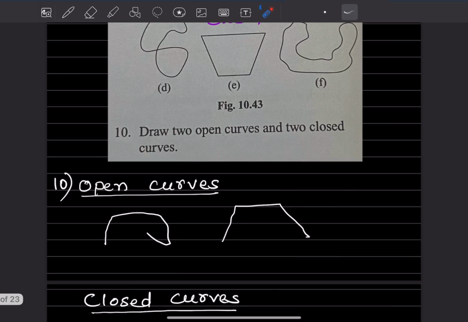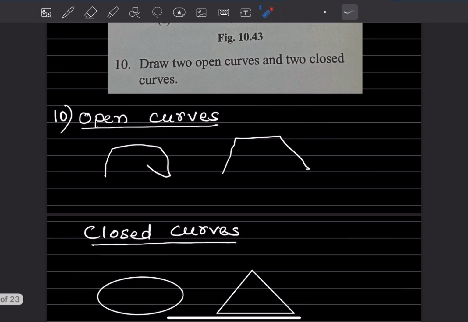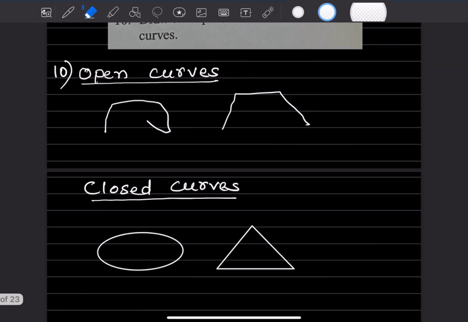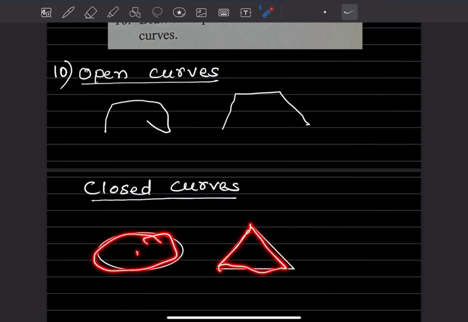Draw 2 open curves and 2 closed curves. So these are the open ones. You can draw any curves as you wish, and these are the 2 closed curves. You can draw any figure, whichever you feel is right for the open and the closed.